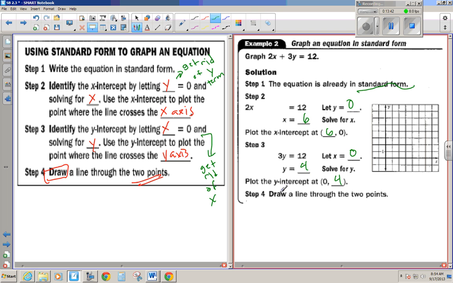So, step 4, draw a line through the 2 points. 6, 0. 1, 2, 3, 4, 5, 6. 0, 4. 1, 2, 3, 4. 2 points. And your perfectly straight line.